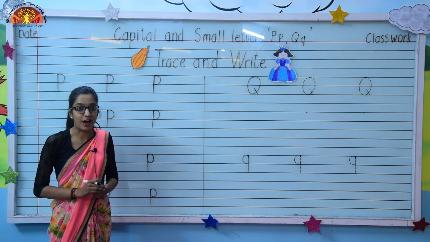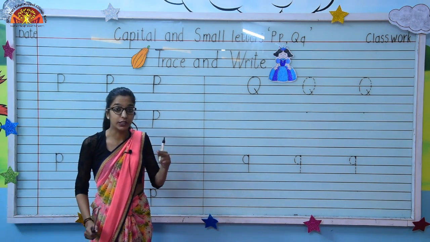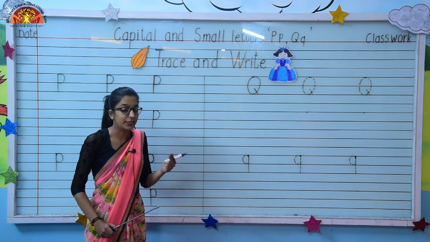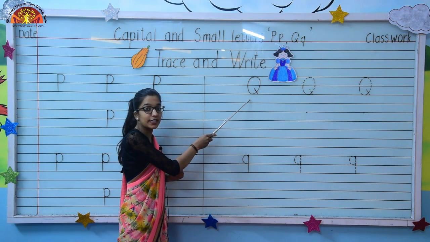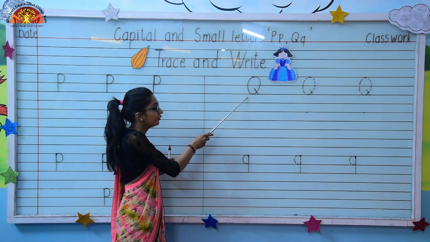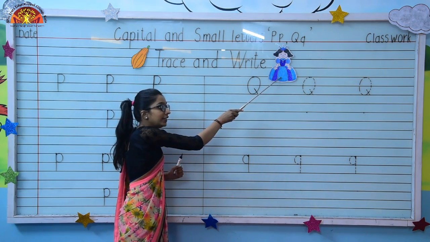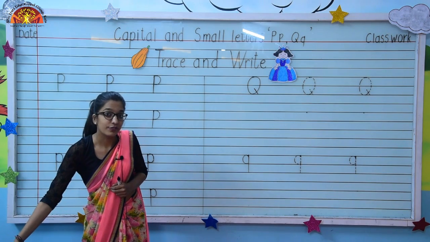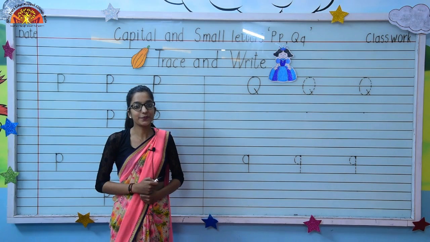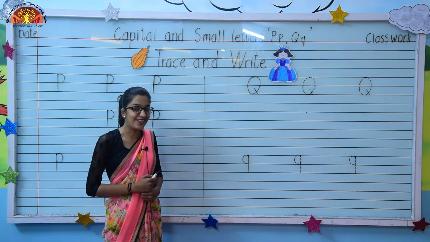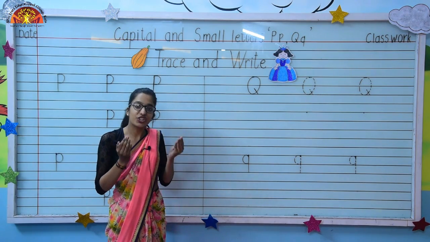Okay kids, now move to the next letter. Now kids, we will learn to trace and write capital and small letter Q. Q for queen. Before that, first we will write on the small board. So kids, now let's do tracing of capital letter Q.